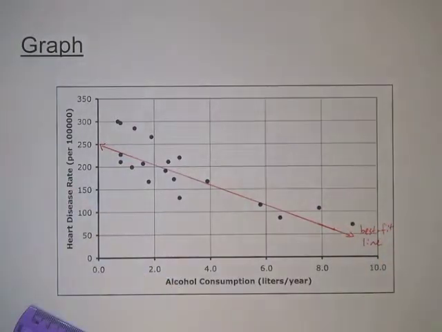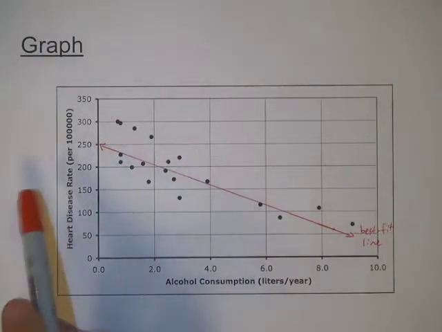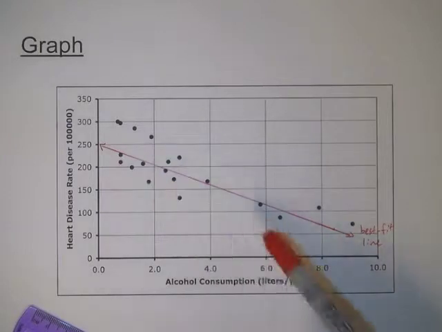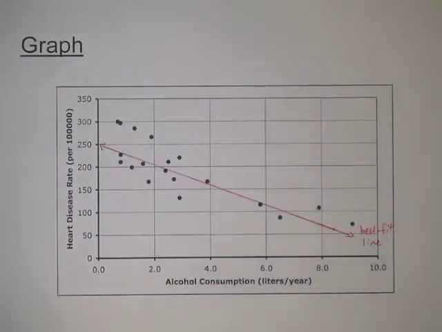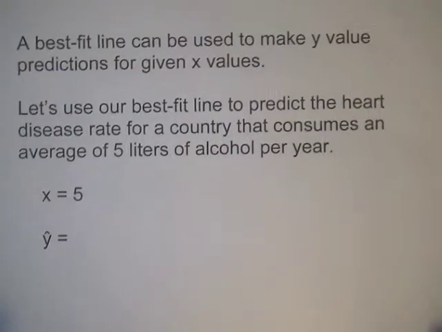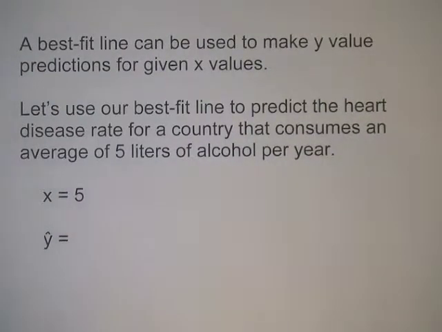This line is used to model the data, so it can also be used to help us make some predictions. We'll come back to the line in a minute. A best fit line can be used to make y value predictions for given x values. Let's use our best fit line to predict the heart disease rate for a country that consumes an average of 5 liters of alcohol per week.